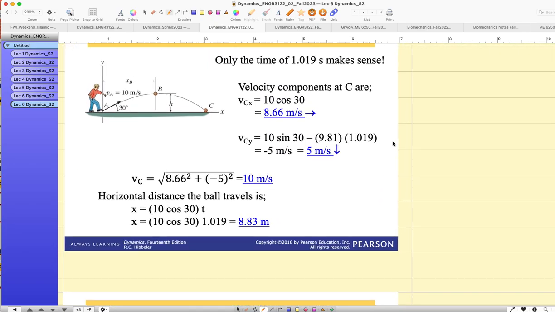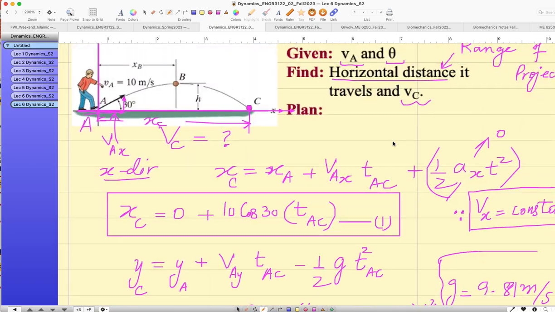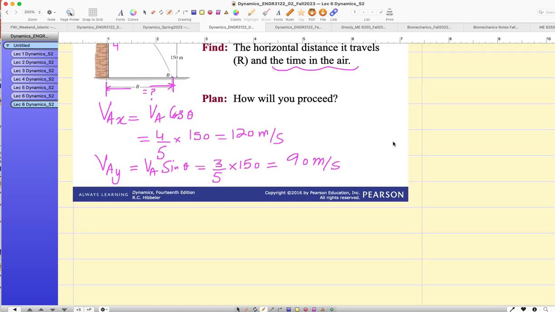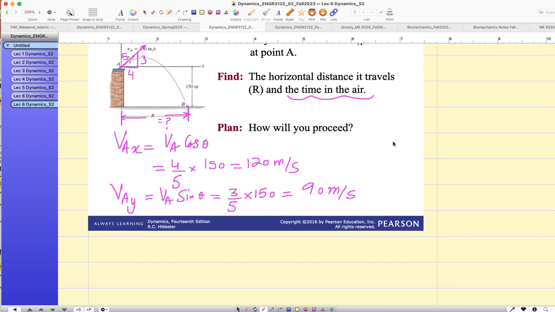It's almost the same question as what we just did. Here we found the range and the landing velocity, but for the landing velocity we had to find the total time of flight, correct? So here we don't have to find the landing velocity, we just have to find the time of flight and the range of the projectile. So let me start from the distance formula in the x direction. XB equals XA plus VAX times the time of flight from A to B.